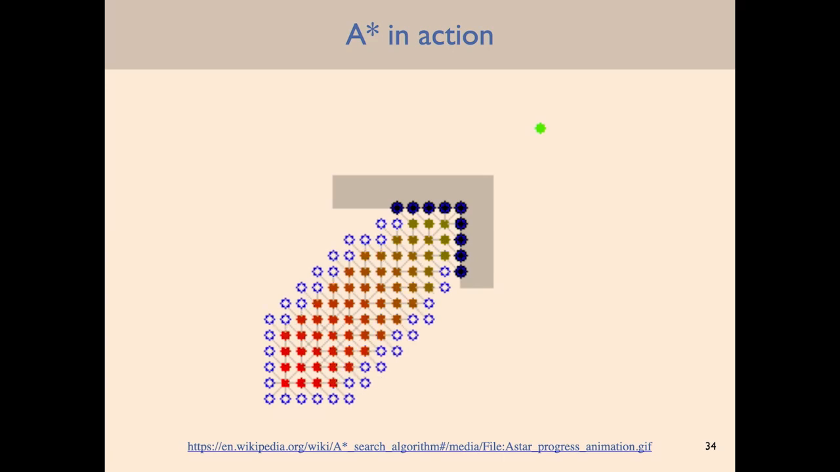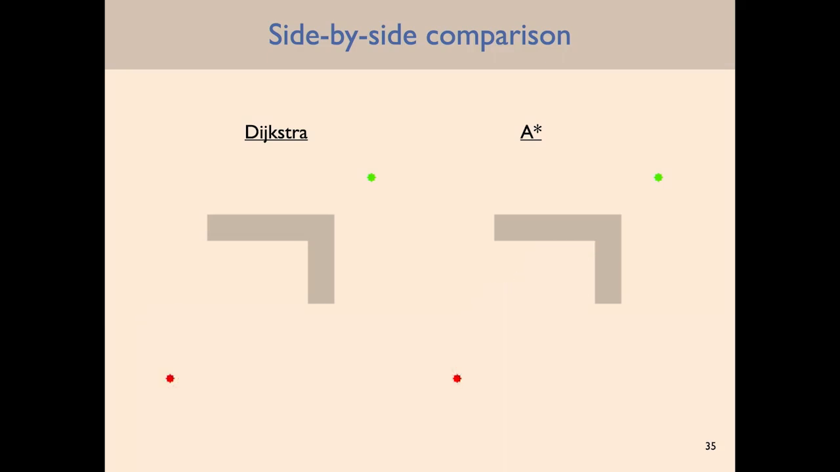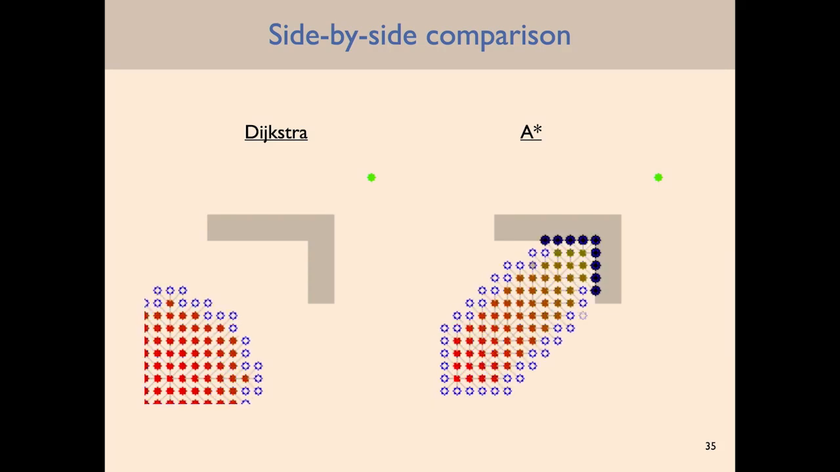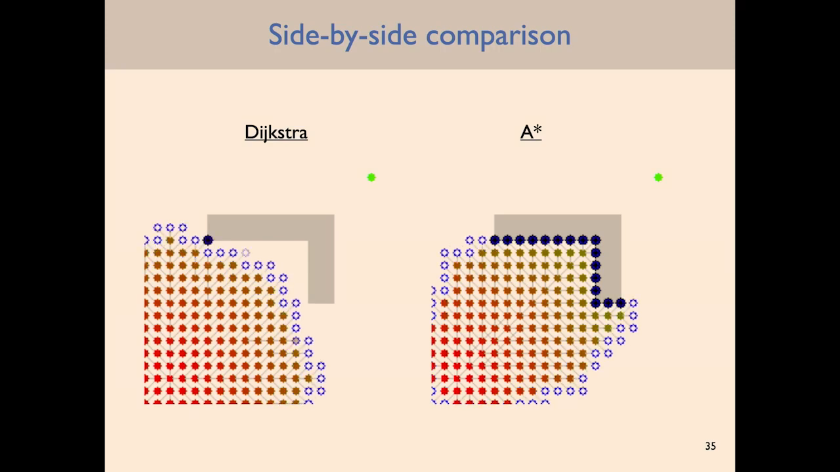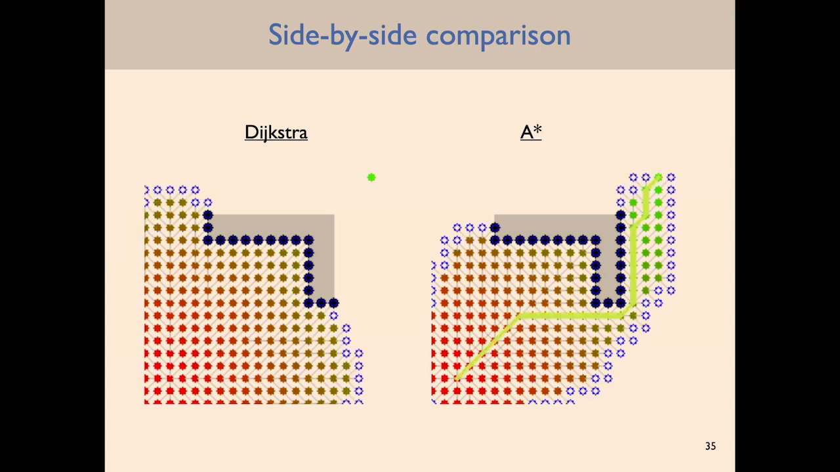Good. Okay, so let's look at Dijkstra and A star side by side. Right at the beginning, A star just goes directly towards the goal. Then it hits the obstacle, and then it starts backtracking and exploring things that are more and more to the side. Dijkstra has this uniform exploration, and right here, A star completes the search and finds an optimal path. Dijkstra is still going for a while.